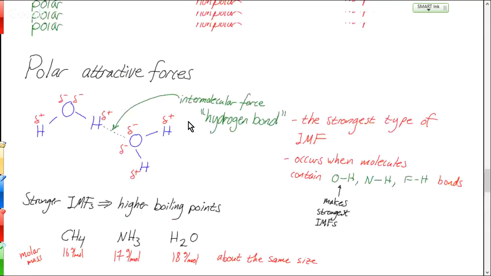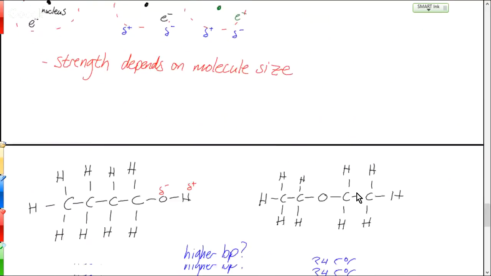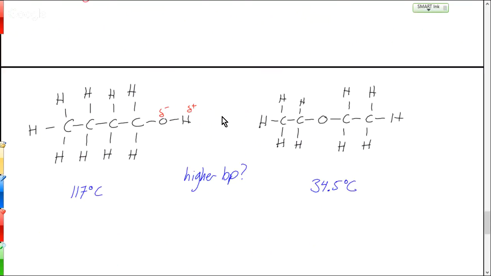We go back up to what we were talking about before. Whenever you have an OH, an NH, or FH bonds, you have this especially strong type of interaction called hydrogen bonding. And so that's what causes that boiling point.